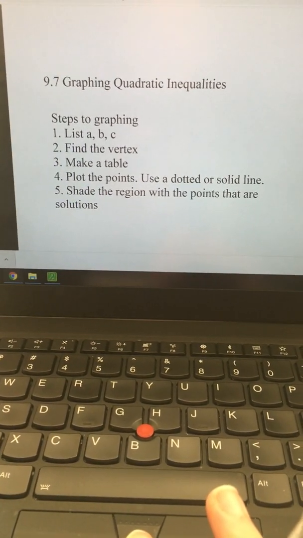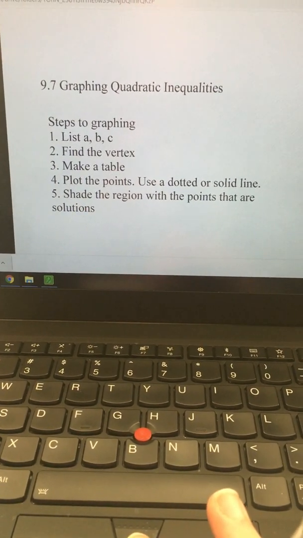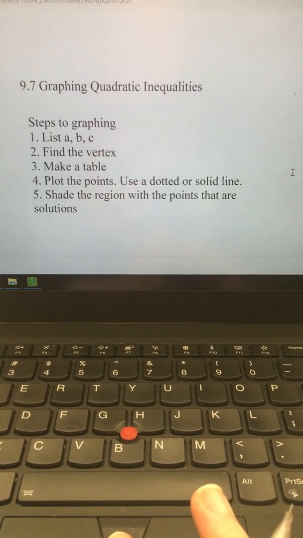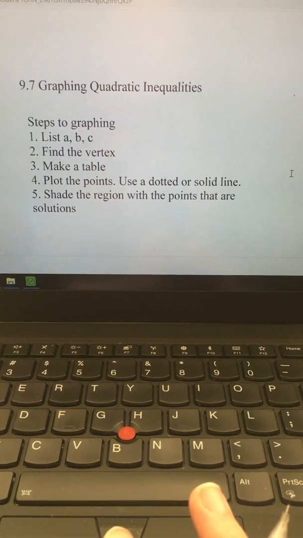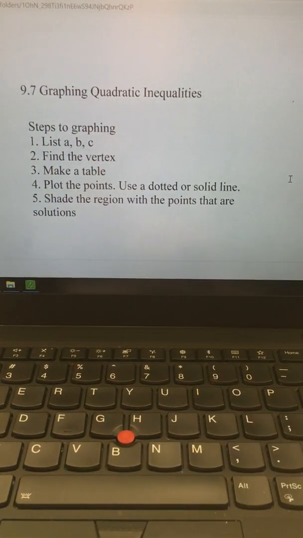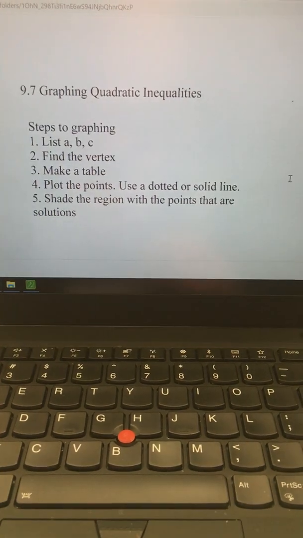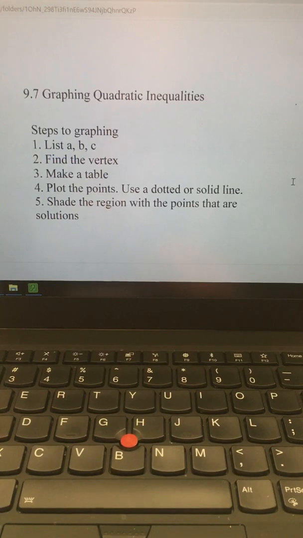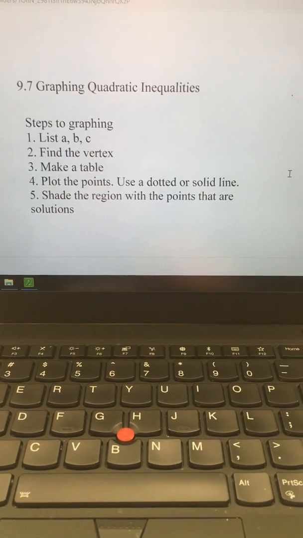Hey everyone, we're going to take our second day of class notes on 9-7 where we're graphing quadratic inequalities. We spent 3 days on 9-3 where we did the same exact steps, we just didn't have to do step 5 and part of step 4 with the dotted and solid line piece. So that process at this point should hopefully be getting easier.